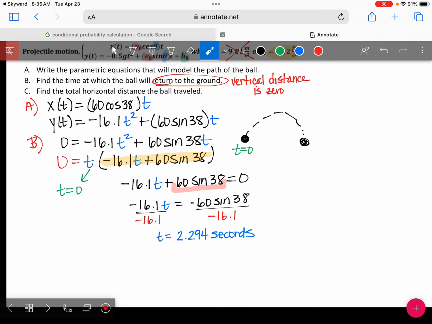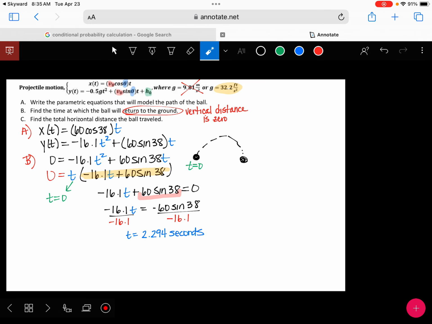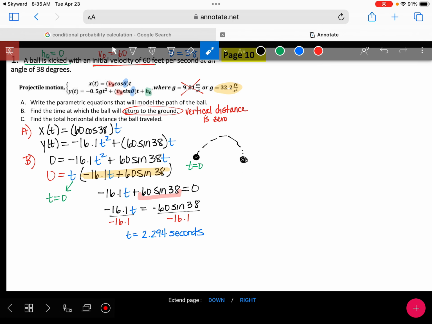Is it always going to be seconds? I think most of the time it is in seconds. I can't think of any example where it would not be. Yeah, it is, because see how velocity is in feet per second.